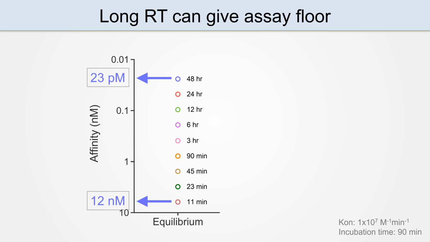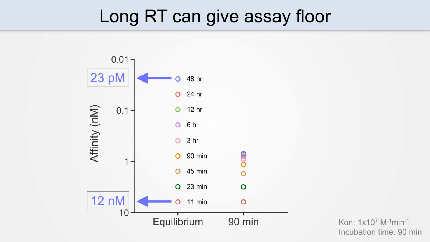Now the data we see here assume the assay is at equilibrium. Let's now assume the incubation time is 90 minutes. Now at 90 minutes we are nowhere near equilibrium for these compounds at the top, but we are at equilibrium for the ones at the bottom. Remember, we need an incubation time that is double the residence time for the assay to approach equilibrium.